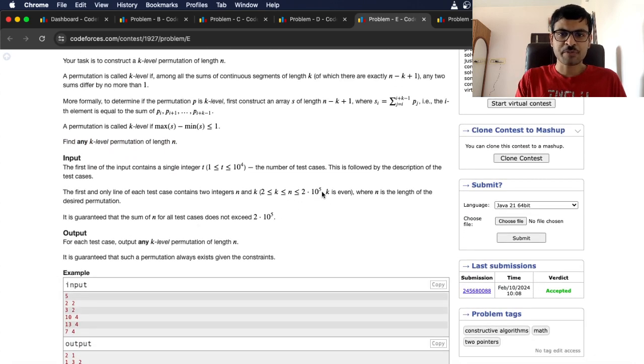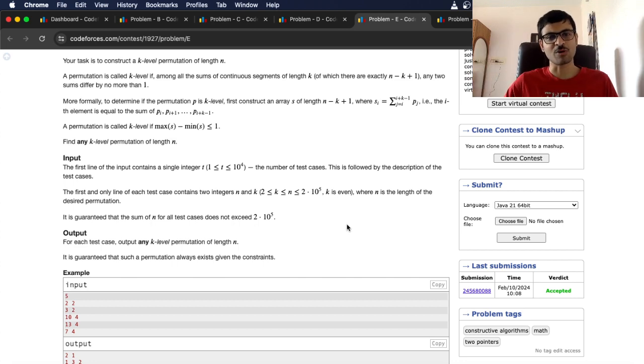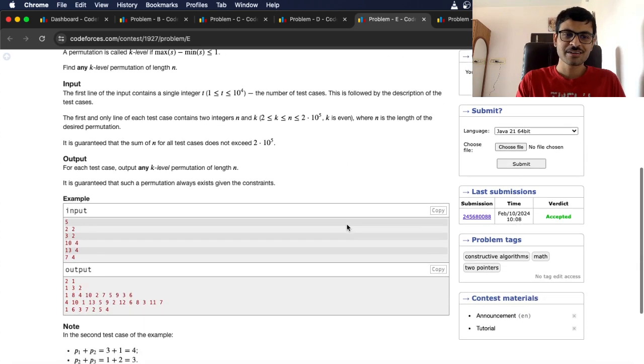n can go up to 2 times 10 to the power 5. So we have to think in terms of linear or some constant times linear, maybe n log n at the maximum. We can't go up to n squared. That part is clear. Now the test cases: if you look at 2 2, the answer is 2 1.